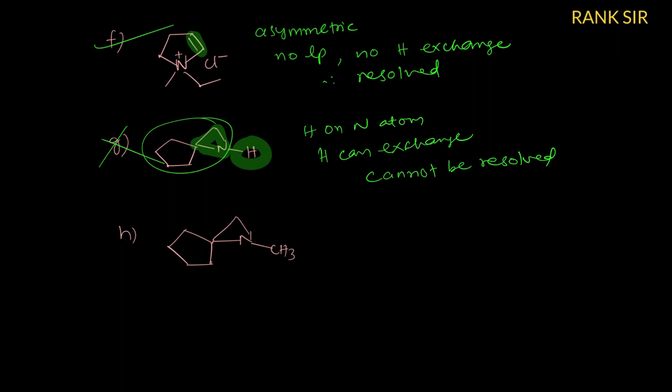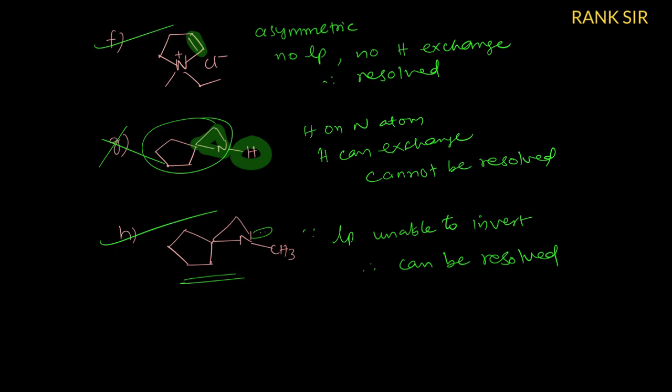The last and final, H. Now you observe here, on this nitrogen nothing is attached, a lone pair is present here, and this is an asymmetric nitrogen with a smaller ring, therefore we can resolve it, because this lone pair is unable to invert, therefore it can be resolved.